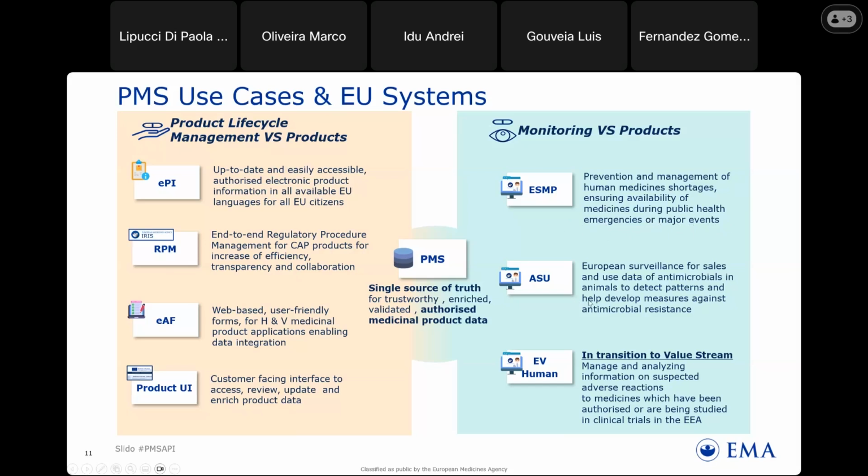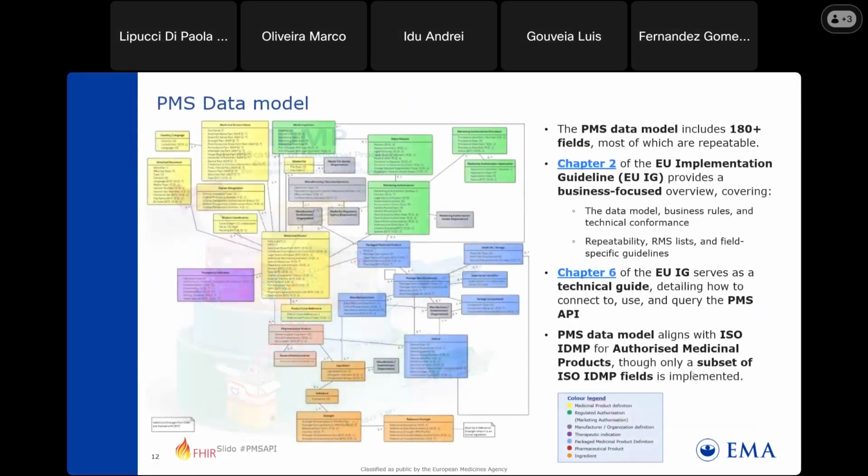Also ASU, which is using data for antimicrobials in animals. And also EV Human, we are transitioning to that, but the scope is basically to analyze information related to suspected adverse reactions to medicines. So as you can see, PMS is really expanding its scope, and is going to be used more and more across the different systems at the agency and to support the network.